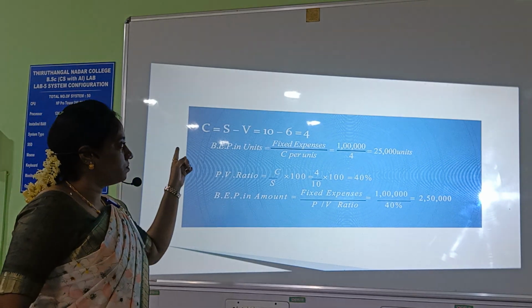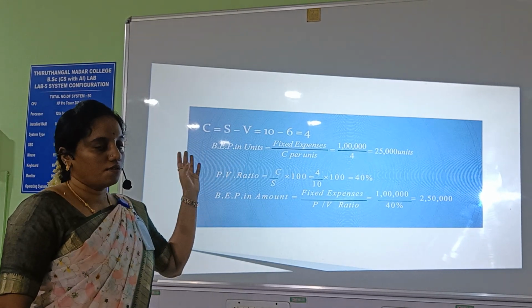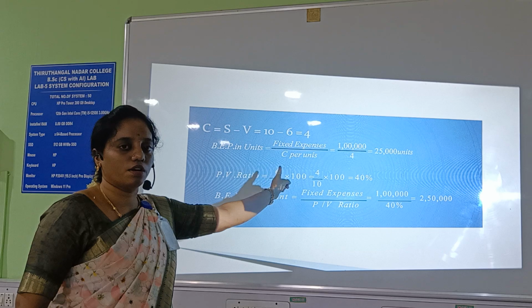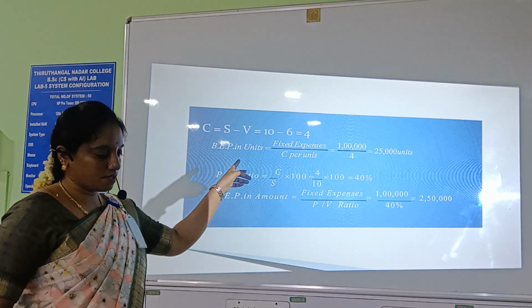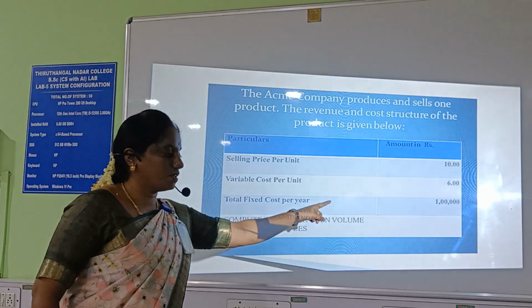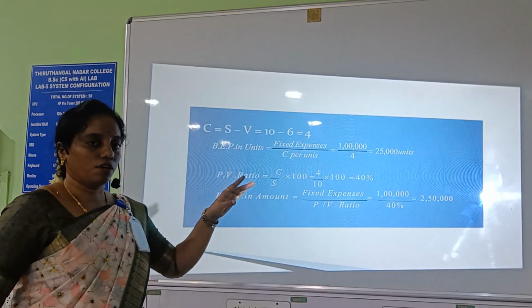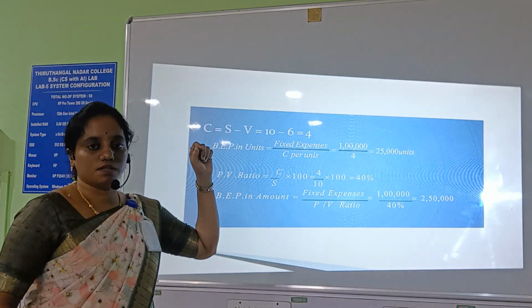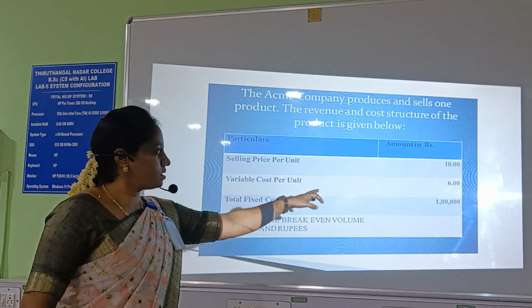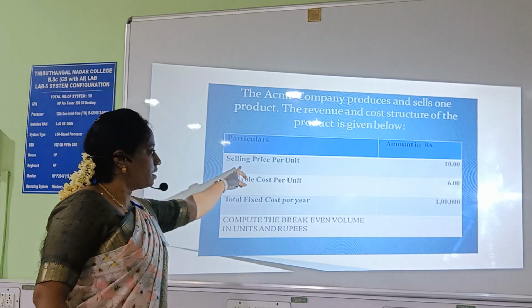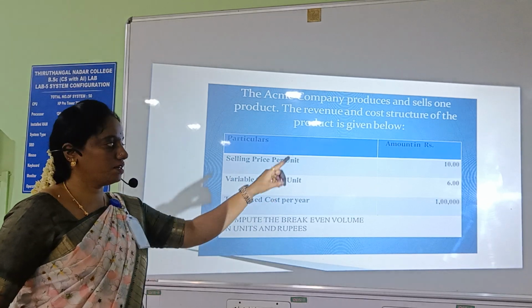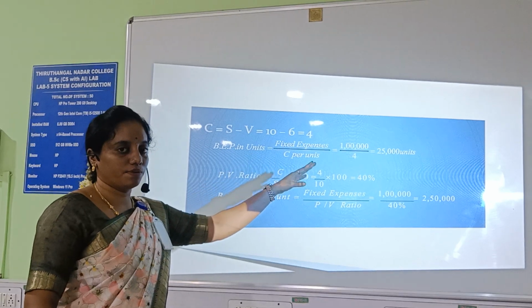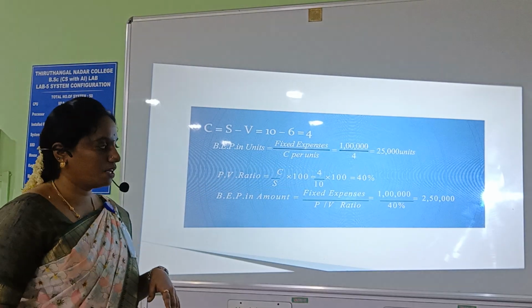So contribution is equal to sales minus variable cost, as we already discussed. For calculating the break-even point, the formula in units is fixed expenses divided by contribution per unit. For fixed expenses, the question itself gives it: fixed cost per year is 1 lakh. So we have to calculate only the contribution per unit. Contribution is equal to sales minus variable cost, and in the question it is given per unit itself. So 10 minus 6 is equal to 4. So contribution per unit is 4. By dividing 1 lakh by 4, we will get 25,000 units BEP, the break-even point.